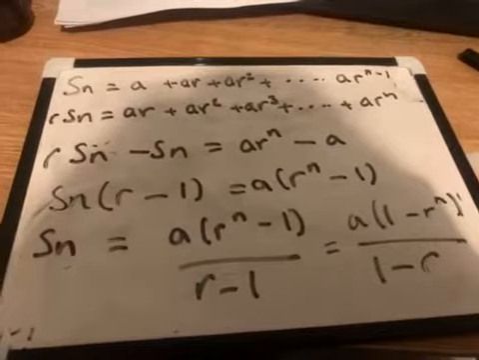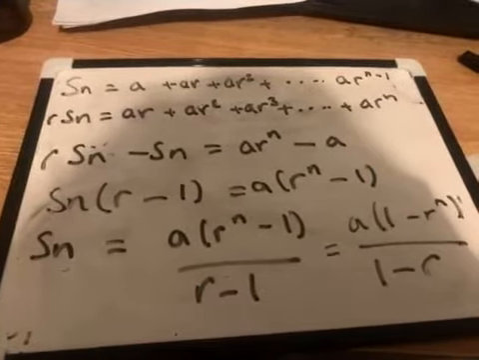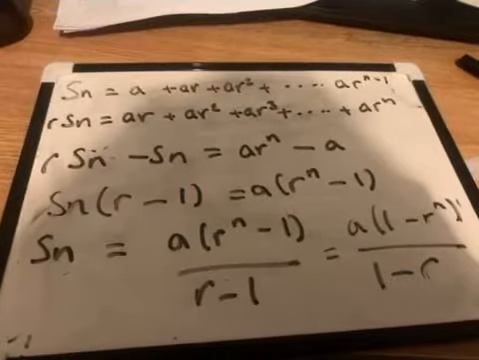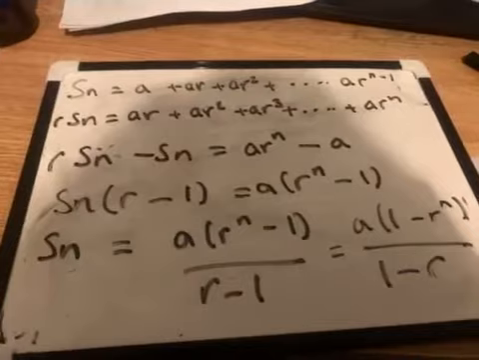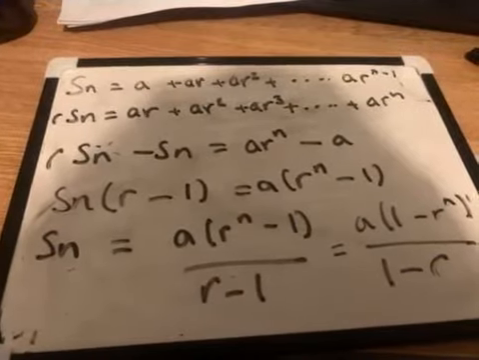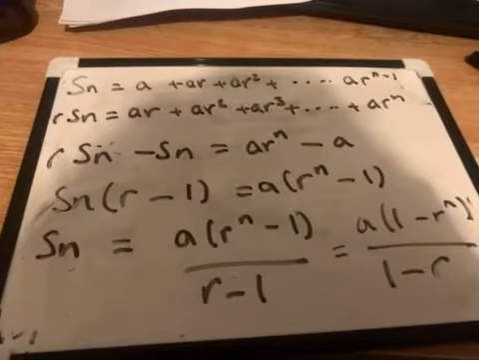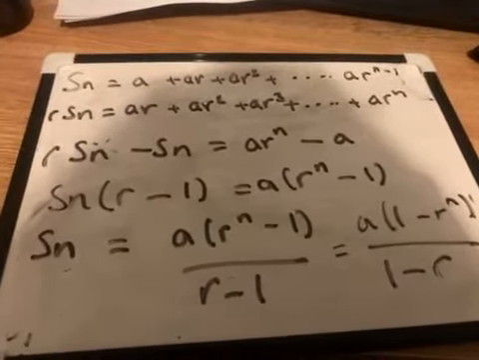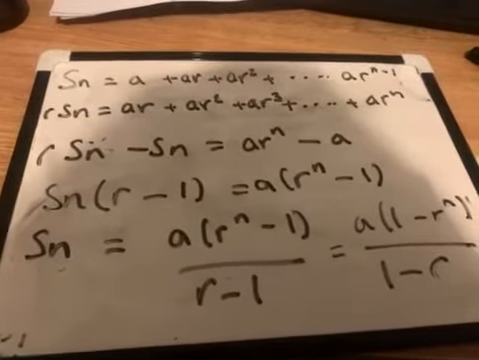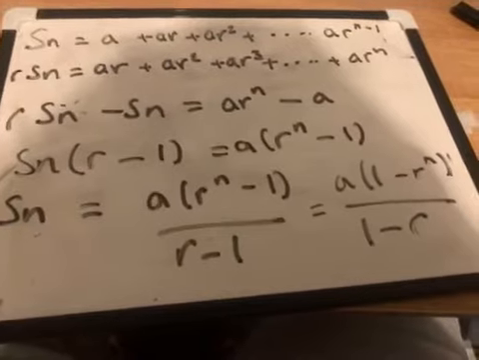rSn minus Sn on the left-hand side, if you're subtracting them. But then on the right-hand side, almost all of the terms cancel, except ar^n and a. And that's why it's ar^n minus a. Because if you're subtracting rSn from Sn, all the ar squared, ar cubed, they'll all go. Factorize the Sn on the left-hand side, factorize the a on the right-hand side, move the r minus 1 to the right-hand side, and you've got your formula.